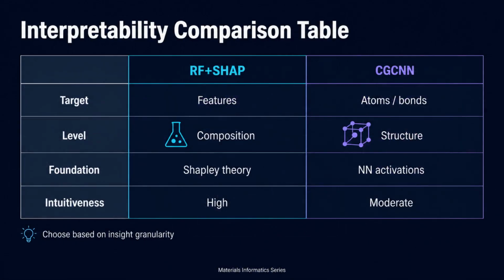Comparing interpretability approaches. Random forest with SHAP targets feature importance at the composition level, with solid theoretical foundation in Shapley values and high intuitiveness. CGCNN methods target atom and bond importance at the structure level, based on neural network activations with moderate intuitiveness. Choose based on the insight granularity you need. Composition level for overall trends, structure level for specific interactions.